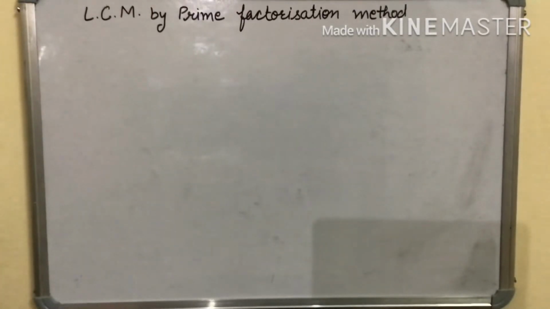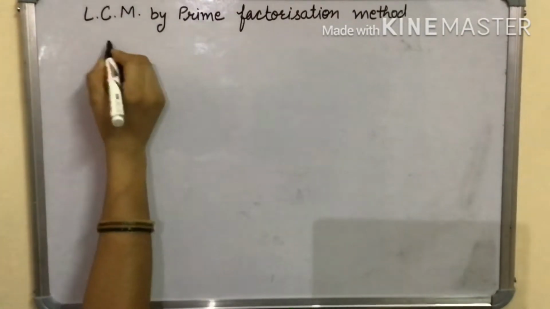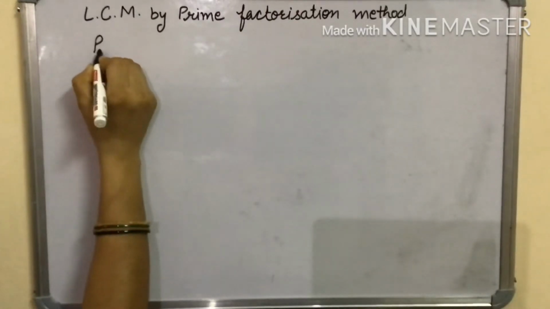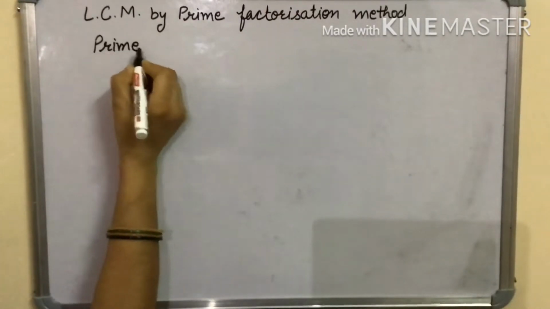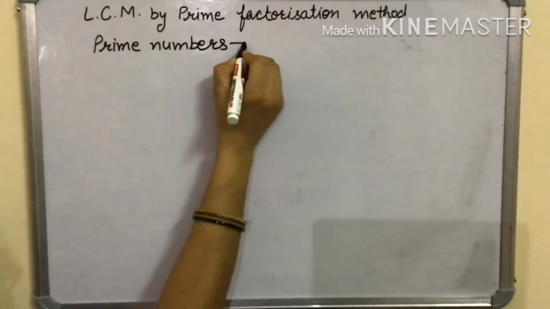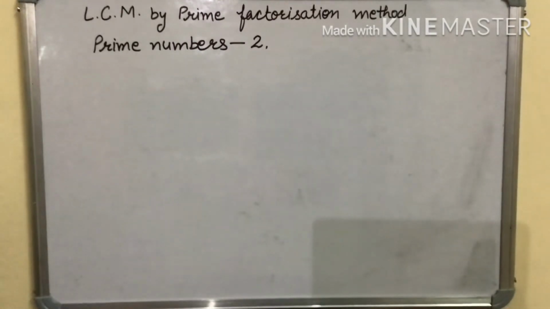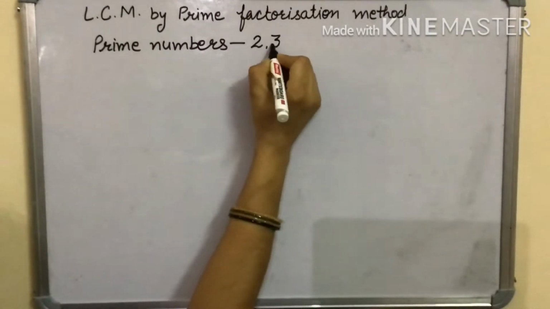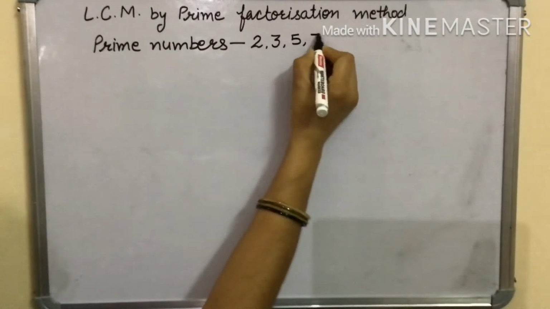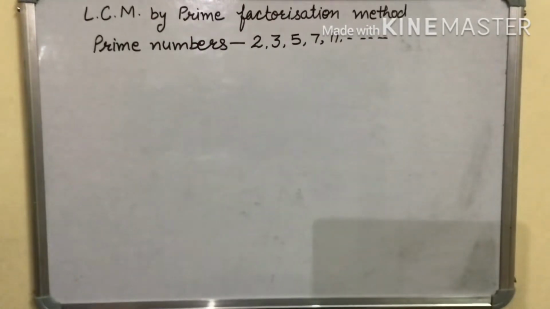Today's topic is LCM by prime factorization method. First of all, we write a list of prime numbers. Prime numbers start from 2. 2 is the smallest and even prime number. After that 3 is prime, 5 is prime, 7 is prime number, 11 is prime number, and so on. Prime numbers are the numbers that have only two factors, 1 and itself.